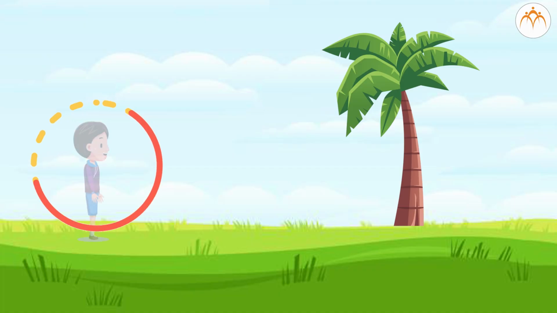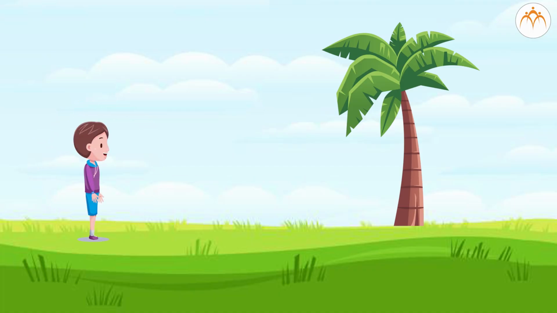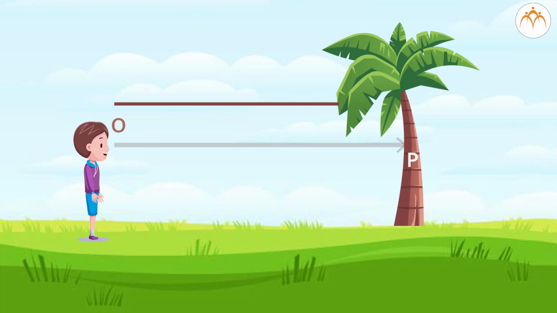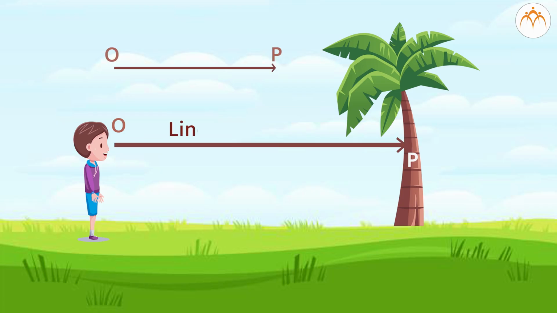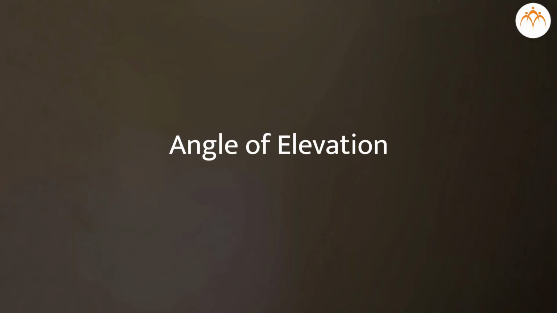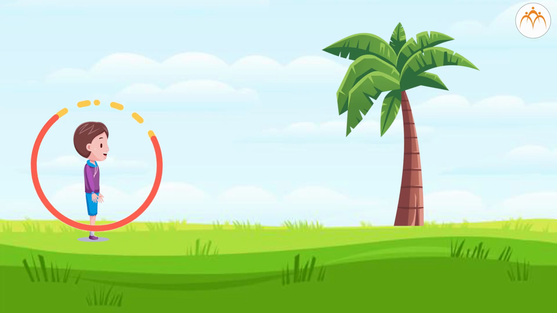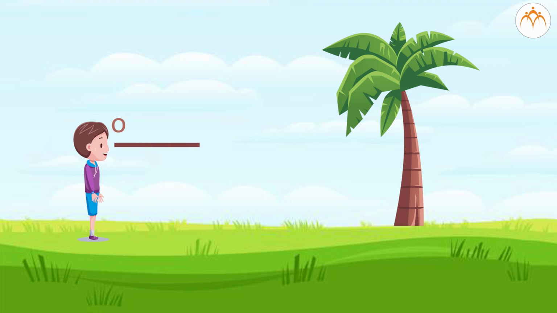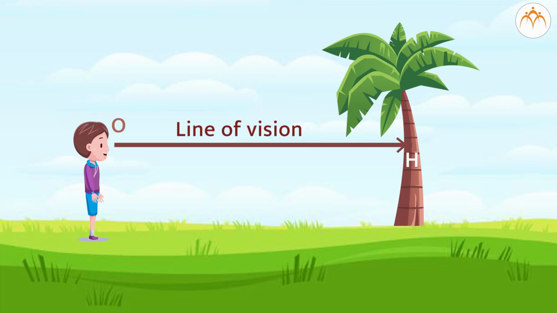First, line of vision. If an observer is standing at the point O and is looking at an object P, then the line OP is called line of the vision. Second, angle of elevation. When an observer is standing at point O and is looking straight ahead at point H, then his line of vision OH is parallel to the horizontal level. This is called a normal line of vision.